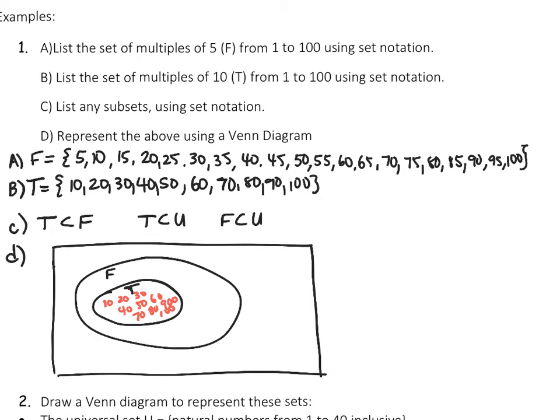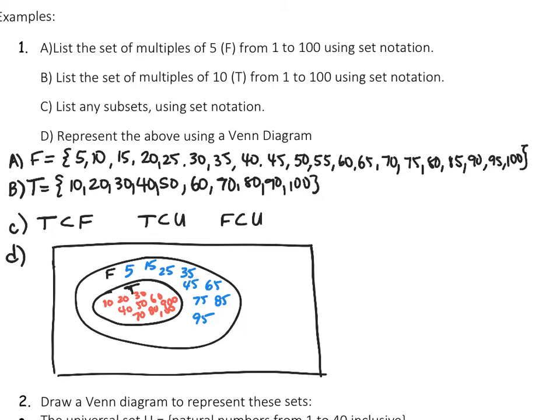Okay, and then in the F circle, we would write all of those things that are multiples of 5. Now we've written 5, but 10 is already in there. We don't need to write it again because it's inside of the T circle. So we need to write basically all of the numbers 5, 15, 25, 35, 45, 55, 65, 75, 85, and 95, because all the rest of them are in the other circle.